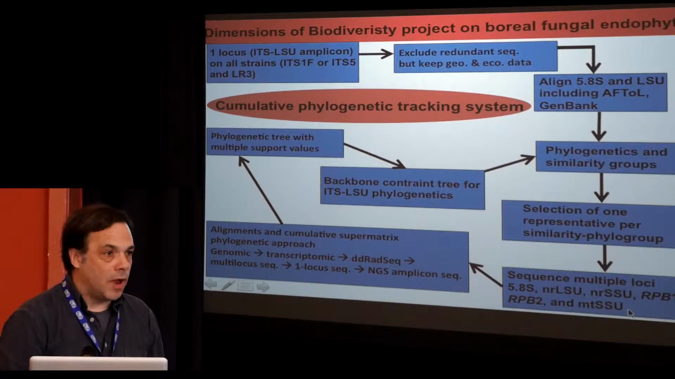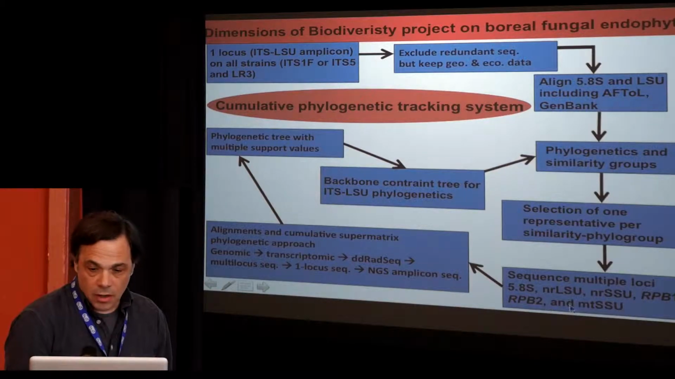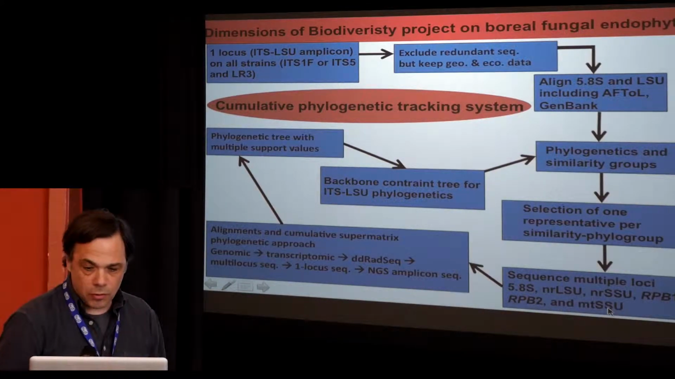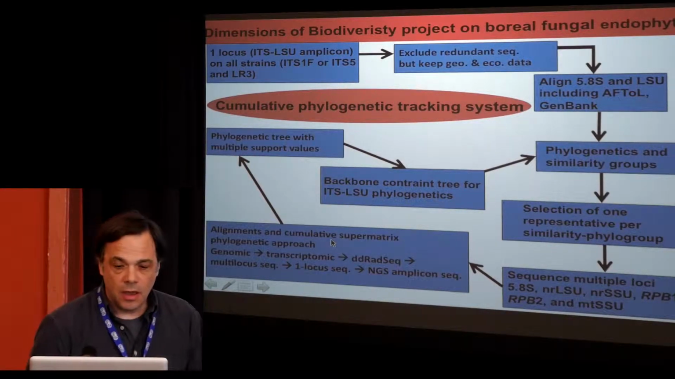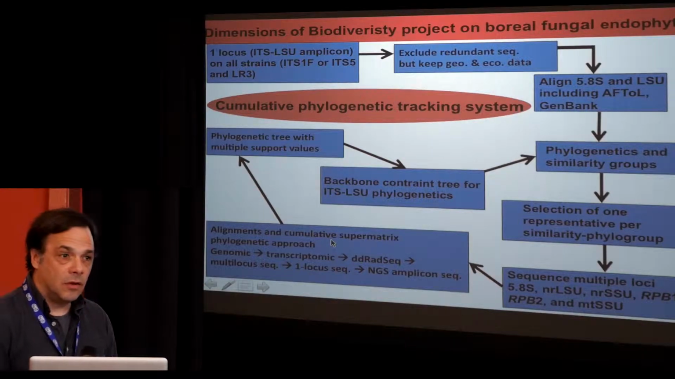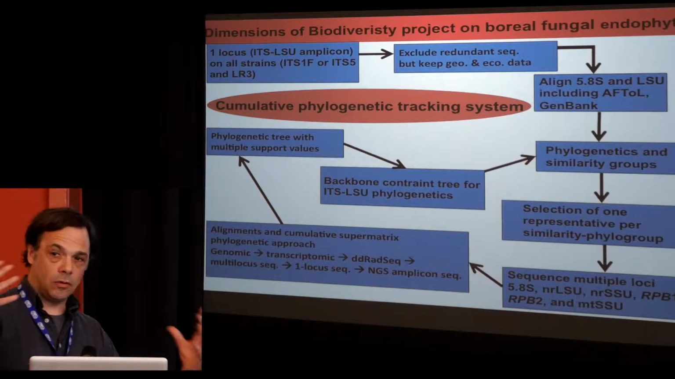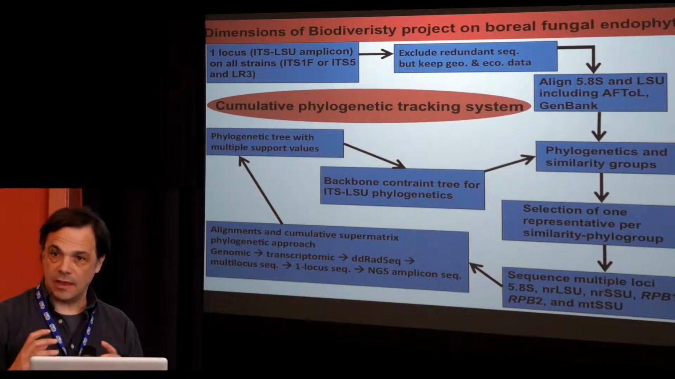Then we take one representative out of that, and we sequence all these loci that were selected from AFTOL1. So that's the large subunit, small subunit, RPB1, RPB2, and mitochondrial small subunit. So now with that, we do a second phylogenetic analysis. Okay, so we now have a multi-locus phylogeny with fewer taxa.